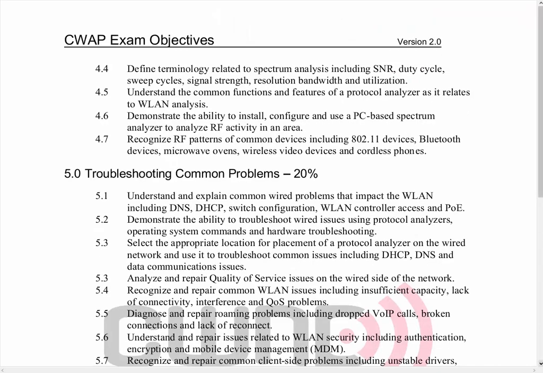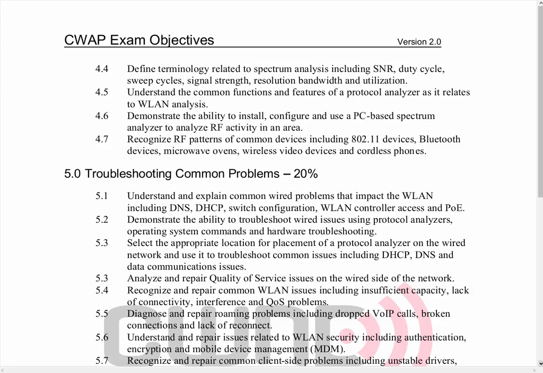Sub-objective 4, and you can see we have a total of 7 sub-objectives in this knowledge domain, is to define terminology related to spectrum analysis. So you need to understand the terms: signal-to-noise ratio, duty cycle, sweep cycles, signal strength, resolution bandwidth or RBW, and utilization. These are all common terms we use. What do they mean? You need to define those.